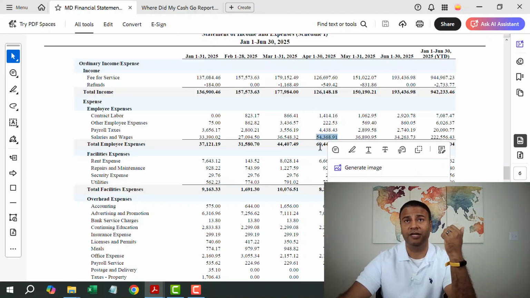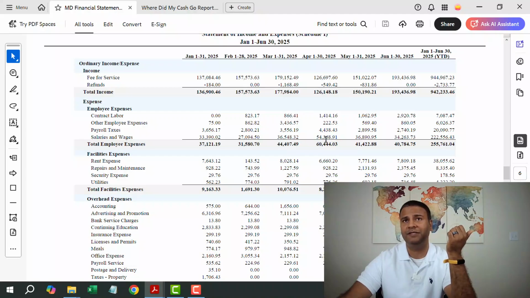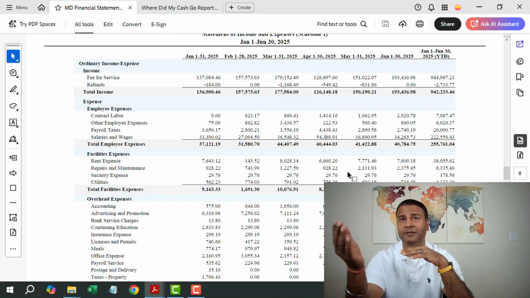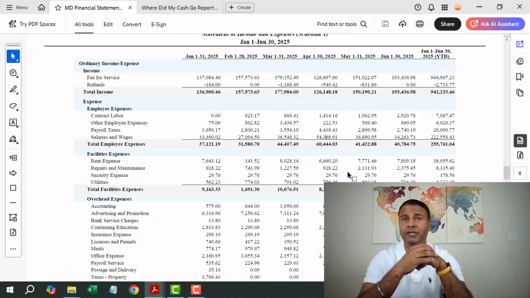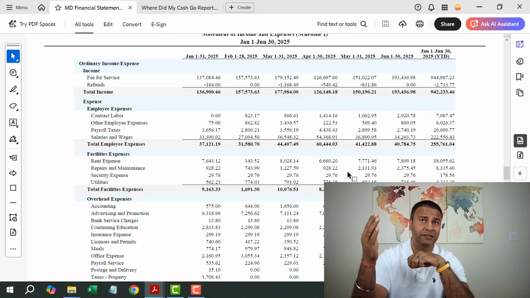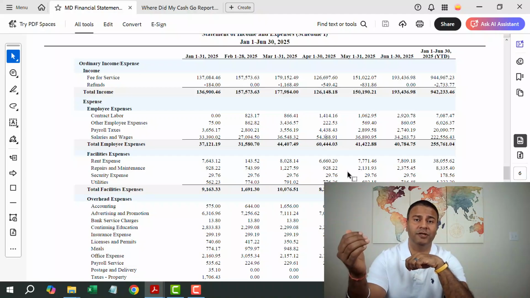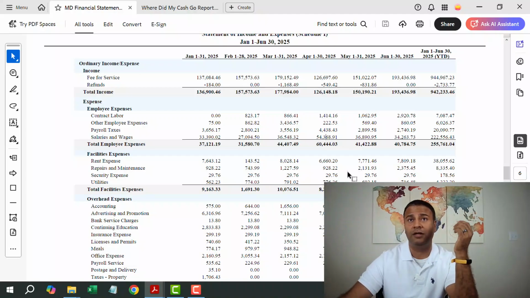For example, this one is $54,000, but typically what happens is there are 3 payrolls in some months, and that's probably the reasoning, and hence it's more than the others. However, if you cannot tell why a specific line item is more than the others, if you can't, as the business owner, tell why this number is more, then you need to call us or talk to your bookkeeper to find out why it is more.